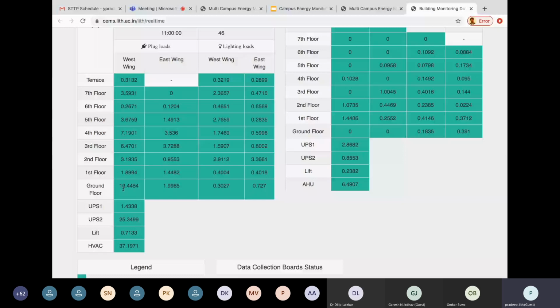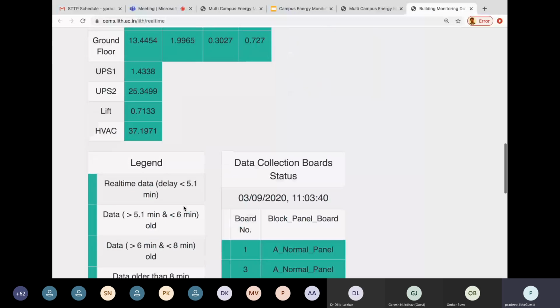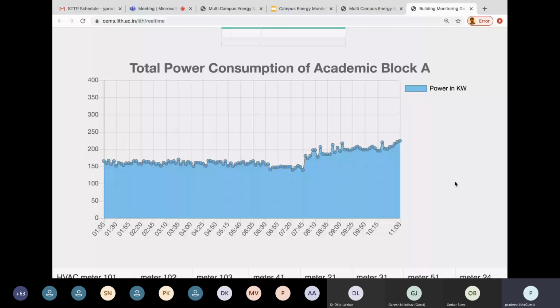So let me just zoom in a little bit. Are you able to see these numbers now? So these are actually the readings as of now, the power consumption readings. If I further go down, I can also see the load curve of the building. The x-axis is the last 10 hours time. In the last 10 hours, what is the load in kilowatts? So you can see for that particular building.